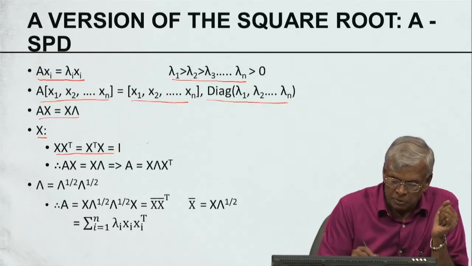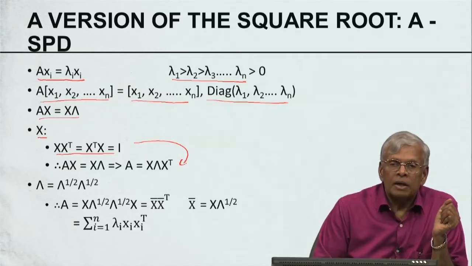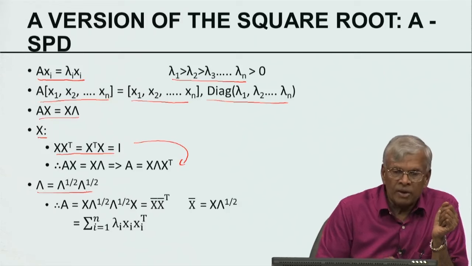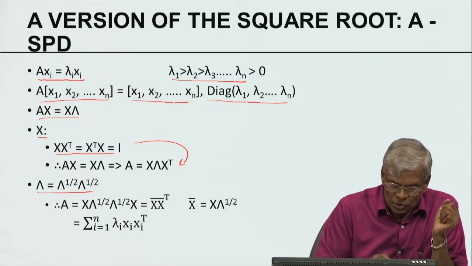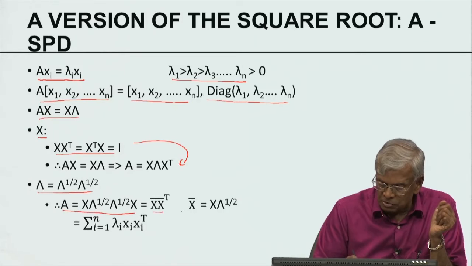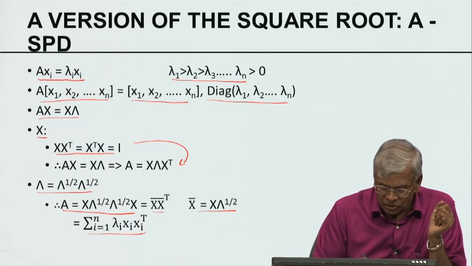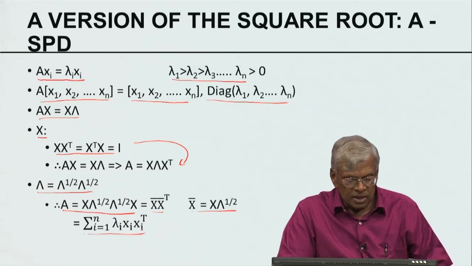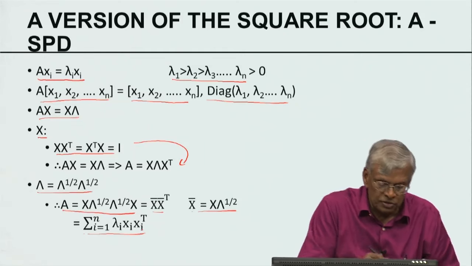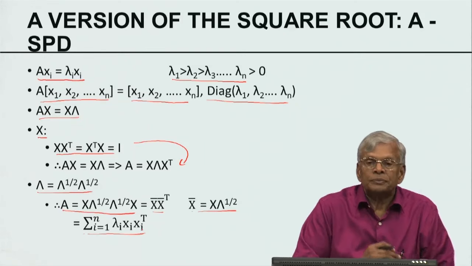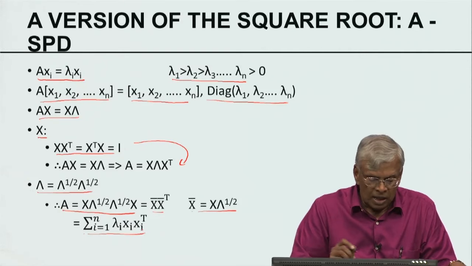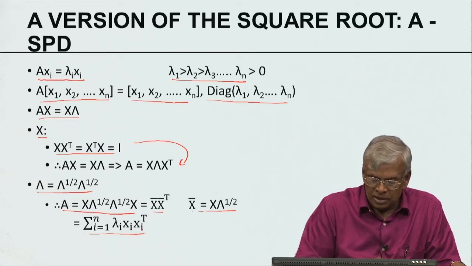Therefore, by exploiting this property, I can get a multiplicative decomposition. Lambda is lambda to the power half times lambda to the power half. So I can get a decomposition which is X bar times X bar transpose, and that is also equal to, in component form, the sum of lambda_i times x_i x_i transpose. This is the crux of the eigen decomposition.